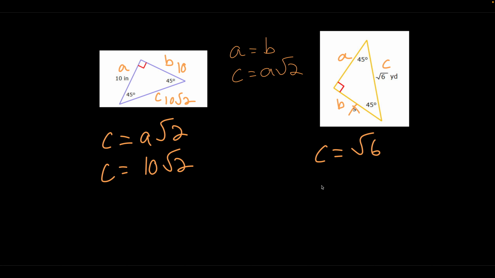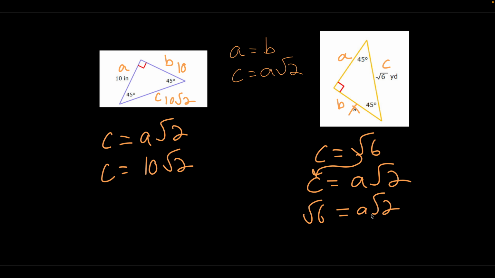Well, I know that C is equal to A square root of 2. And I know that C is the square root of 6. So now I've got the square root of 6 equals A square root of 2. I need to divide by the square root of 2 on both sides. That means that A is going to be equal to square root of 6 divided by square root of 2. You just do 6 divided by 2, leave the square root. And so we get A is equal to square root of 3. So this is square root of 3, and this is square root of 3.